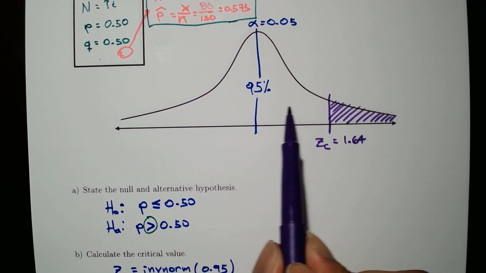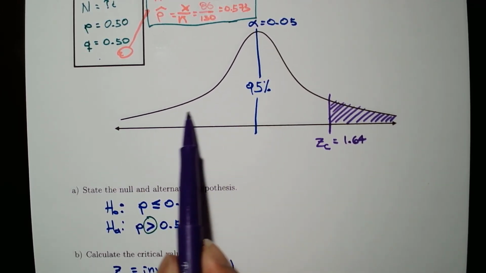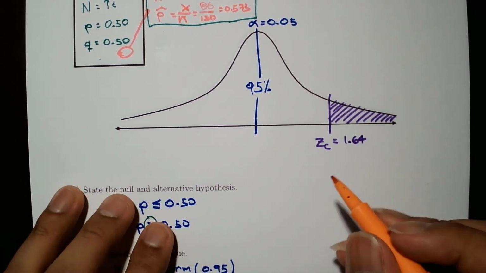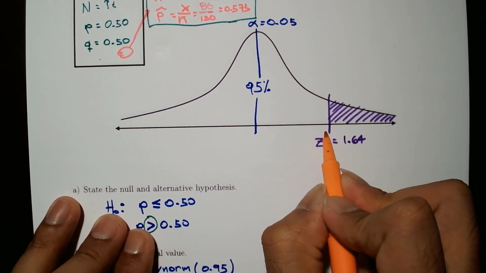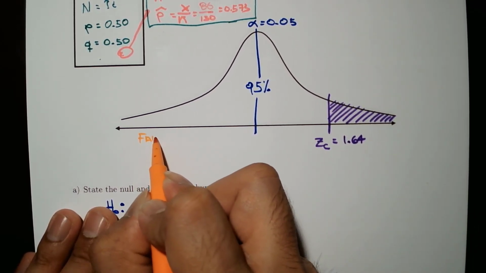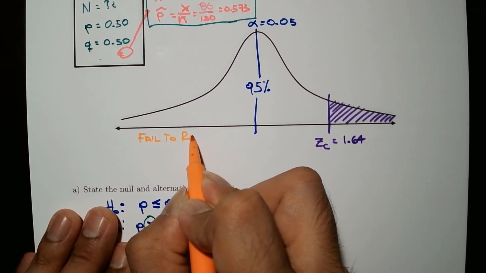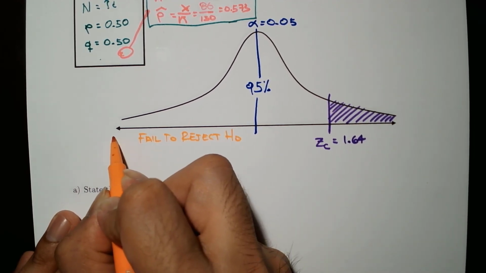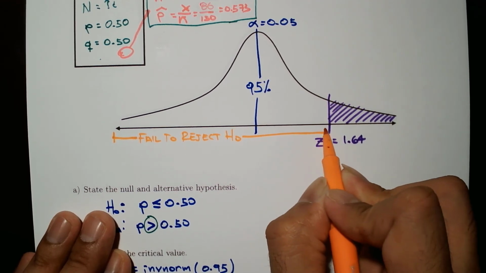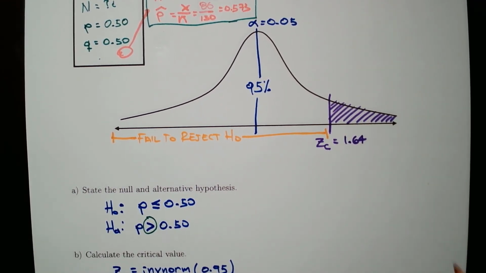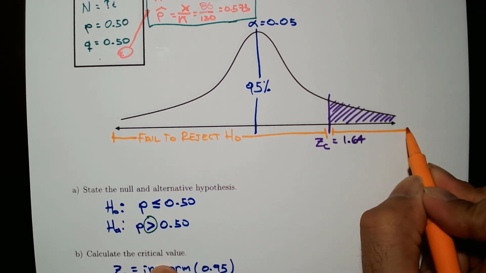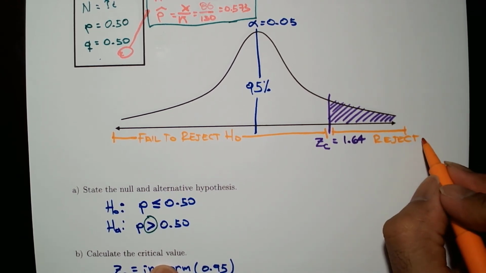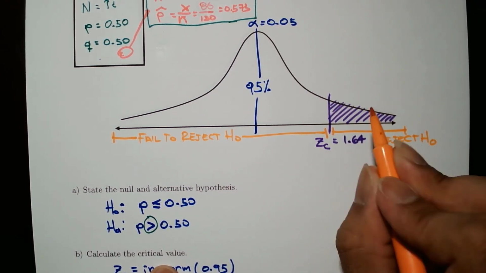Now, this is going to be the unshaded region. So in this case, in this region, we fail to reject the null hypothesis. Okay. Otherwise, in this region, in the shaded region, reject the null hypothesis. And in this case, we win. That means we have enough evidence.